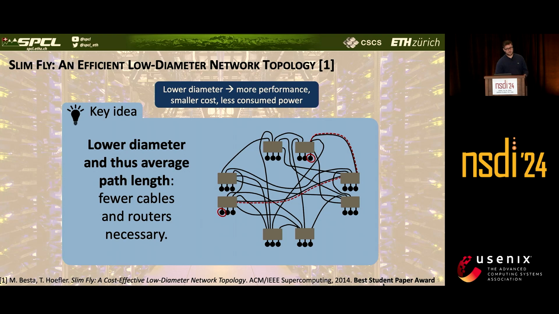Now, why do we do this? Well, with a lower diameter, we have higher performance because our packets need to traverse fewer switches, right? So the latency is reduced, but also we have a bit less intuitive lower power consumption because while traversing fewer hops, our packets are stored in fewer buffers, so we need to consume less power, and obviously with fewer switches required, we will have lower construction cost.